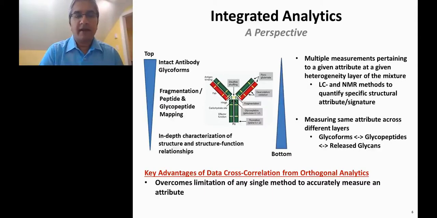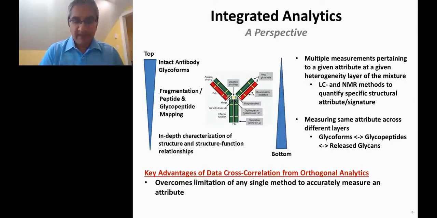So some of the advantages of looking at analytics and these data cross correlations from orthogonal methods is it really overcomes the limitation of any single method in terms of sensitivity and resolution to accurately measure an attribute, and to define the process to product and product to quality relationships by relying on just a single measurement. So it really removes that bias and gives a more robust way of defining these attributes in order to measure these key relationships.